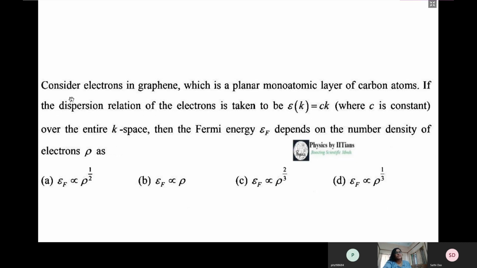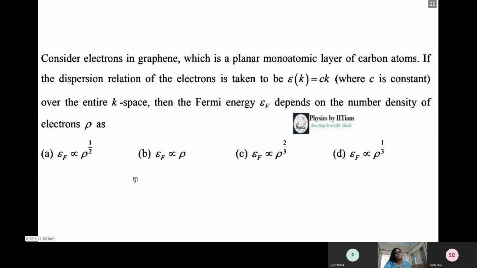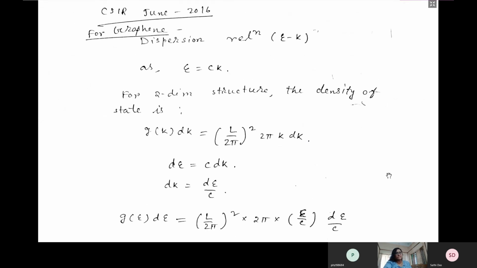So the question is: consider electrons in graphene, which is a planar monoatomic layer of carbon atoms. If the dispersion relation of the electrons is taken to be epsilon k equals C k, where C is a constant over the k space, the Fermi energy epsilon F depends on the number density of electrons rho as: epsilon F proportional to rho to the power half, epsilon F proportional to rho, epsilon F proportional to rho to the power 2 by 3, or epsilon F proportional to rho to the power 1 by 3. Look here, the dispersion relation has been given. You have to find out the density of states. From the density of states, you can find out the Fermi energy.